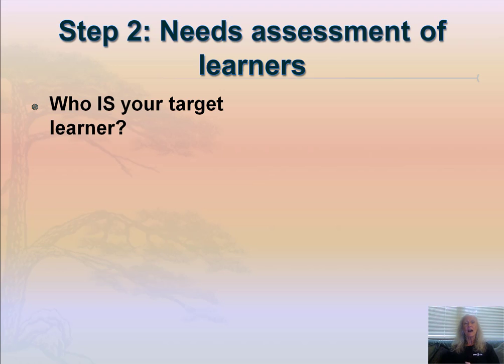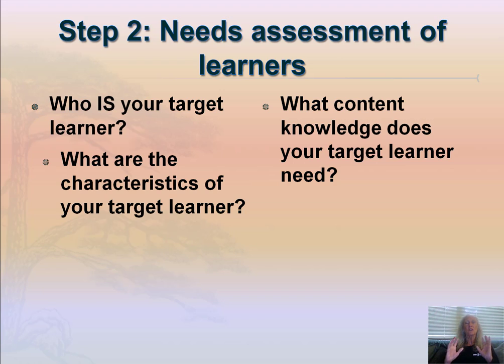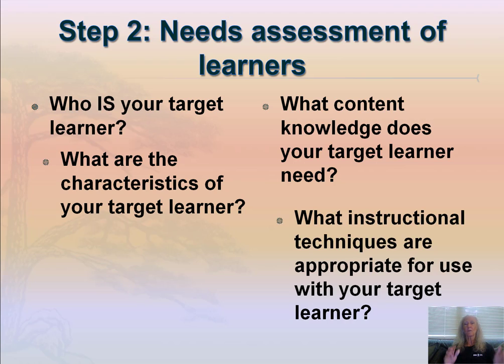So, you will identify who is your target learner, keeping in mind that you may have more than one group of target learners. You will need to identify the content knowledge that your target learner needs, and the content knowledge may be skills, it may be behaviors, it might just be information they need to know, but that may differ based on your targeted learner. You need to understand the characteristics of each of your targeted learners. And finally, the instructional techniques that are appropriate for use with your target learner.